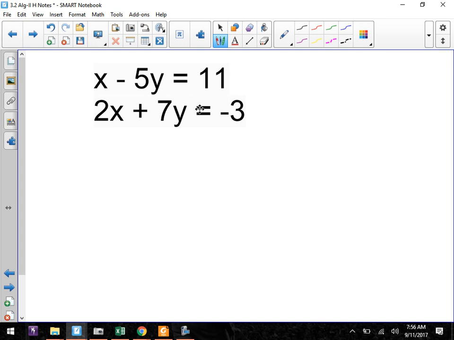So here we've got x minus 5y is 11, and 2x plus 7y is negative 3. Once again, this is setting you up to do the method of substitution. So using substitution, what are you going to get by itself? The x. Okay. Therefore, x is going to equal what? X equals 5y plus 11, or 11 plus 5y, it doesn't matter. Either way, it works out just fine. That gives you the value to substitute into the other equation. Therefore, you're only solving for one variable at a time.